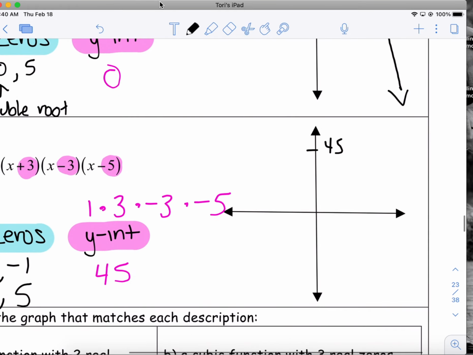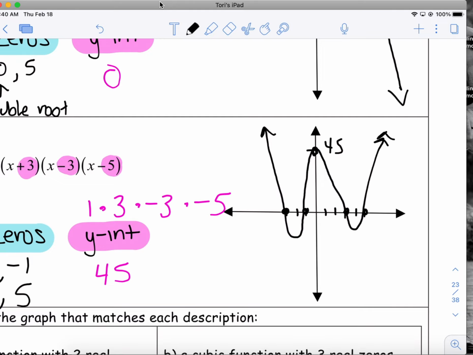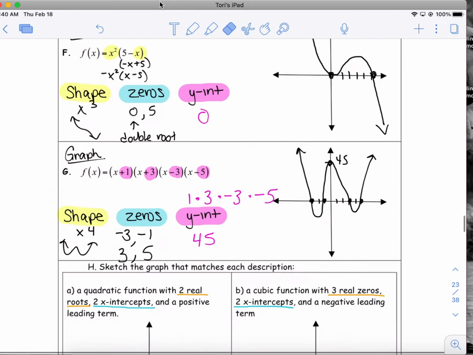I'm going to go ahead and do some tick marks here. So we're at -3, -1, +3, and +5. We know we're going to go up and up. So I just need to cross somehow, come up, hit that point, cross again, and go up to the rest of the way with my arrow. Something along these lines should be your graph.